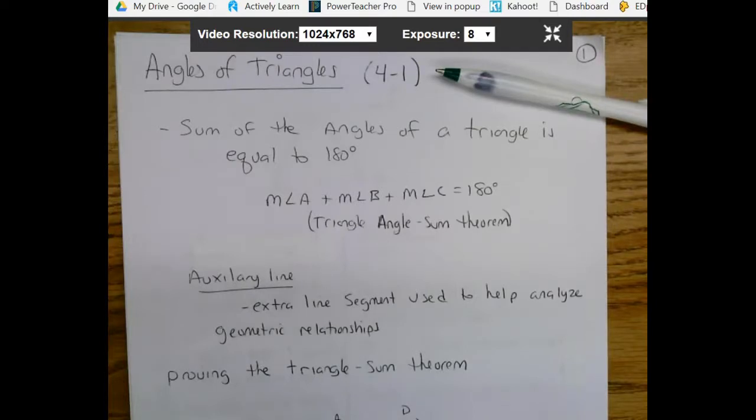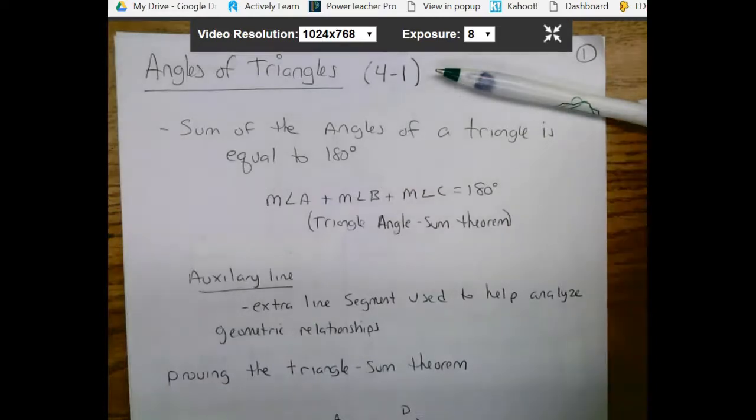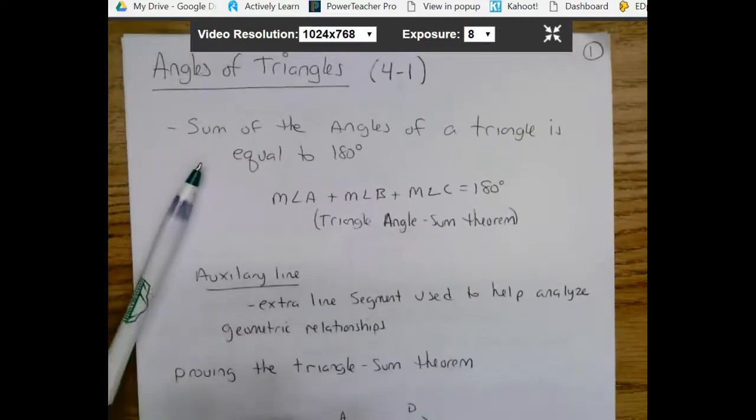We're going to start off actually by proving certain things about triangles, and one of the ideas that you should all know is this idea of the sum of all angles of a triangle is equal to 180 degrees.